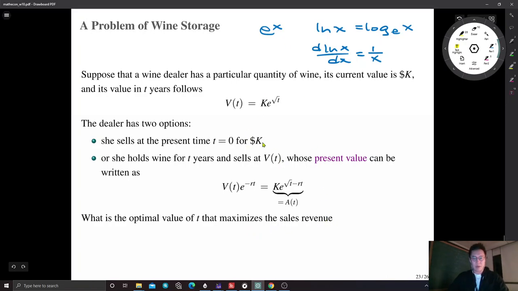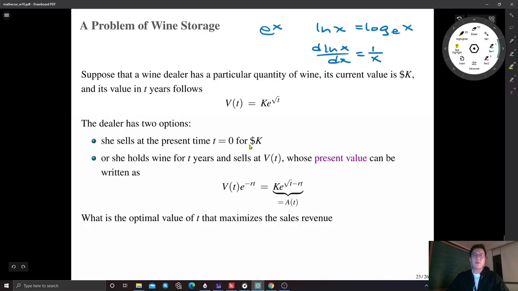Then we have to compare these two. Which one is larger? She has to sell right now or she has to wait. But when we compare these two values, remember that this k, or this cash flow, occurs right now. If she sells right now, she can earn k dollars right now. But this v of t occurs in t years. So even if she decides to sell in t years, this v of t occurs in t years.